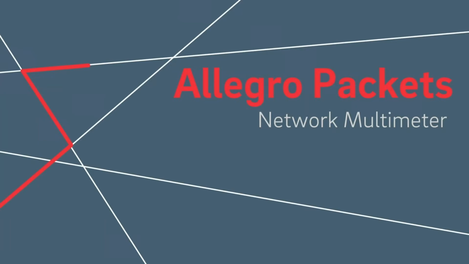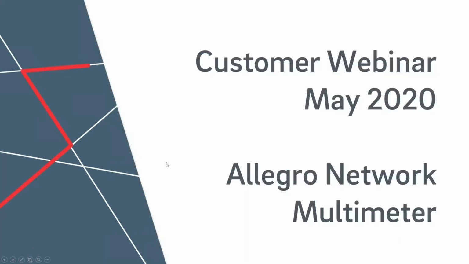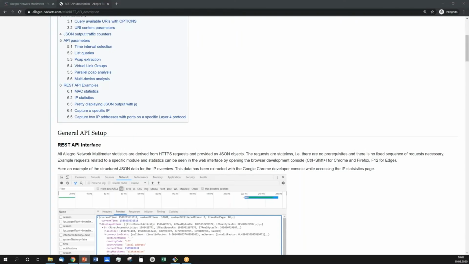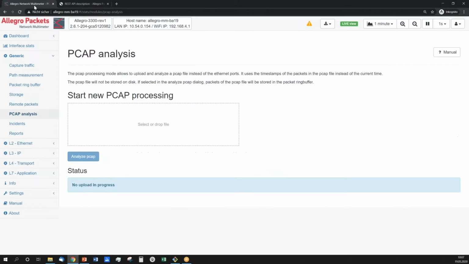My name is Klaus Degner and I will speak today about the following few items in our webcast, which is about the new Allegro wiki. It's one of the topics today. And then I've selected 2 new pages in our wiki which I would like to walk through and explain to you: how you can optimize the performance settings on the Allegro and how you can do Skype debugging. For Skype debugging, I recorded a Skype test call a few days ago as preparation.